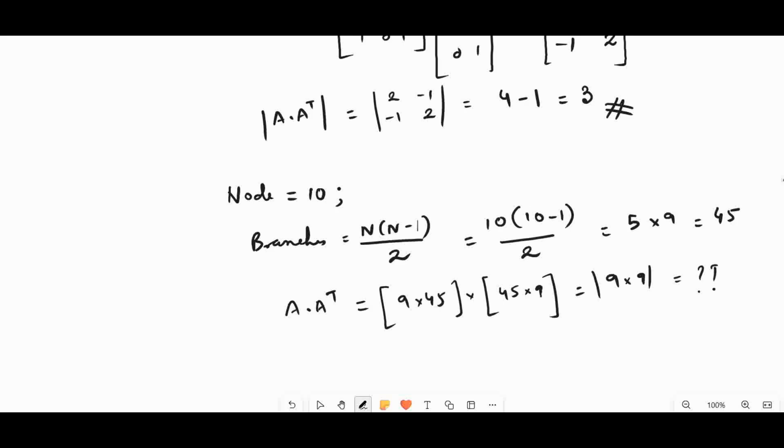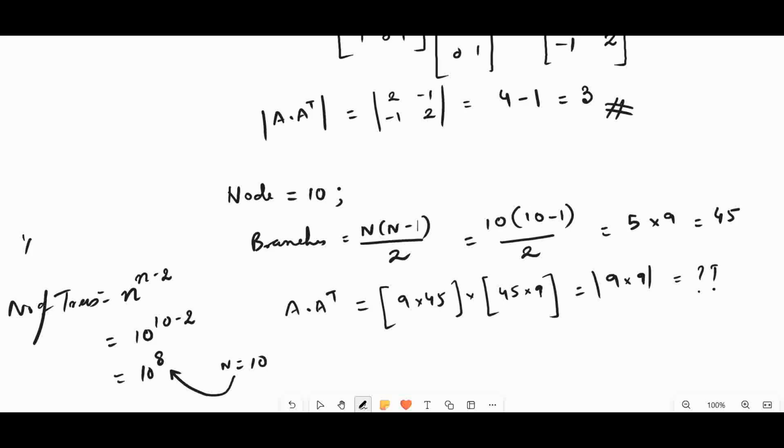In order to do this, we have a shortcut method where the number of trees is given by the formula n to the power n minus 2, where n is the number of nodes. So if we put in the values, it will be 10 to the power 10 minus 2, which is 10 to the power 8. So if we have 10 nodes, the number of trees it can generate will be 10 to the power 8, right? This is valid for only regular graphs.